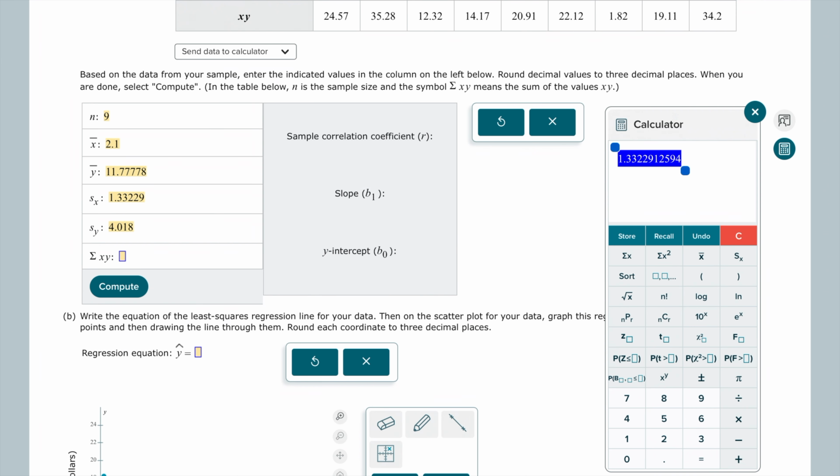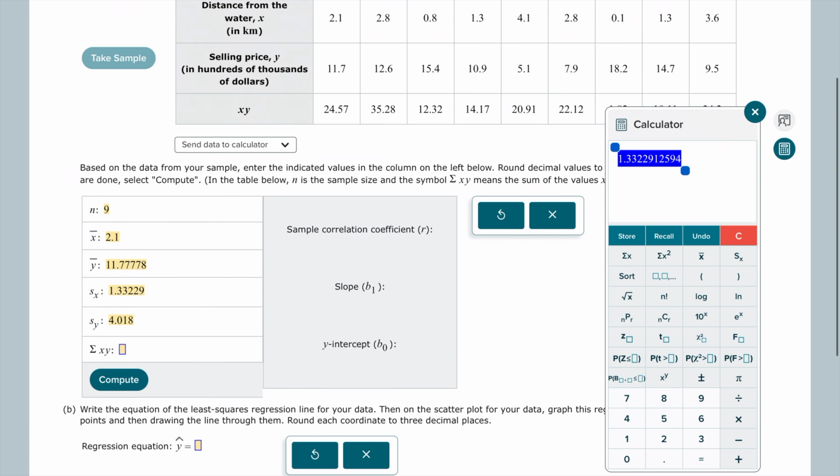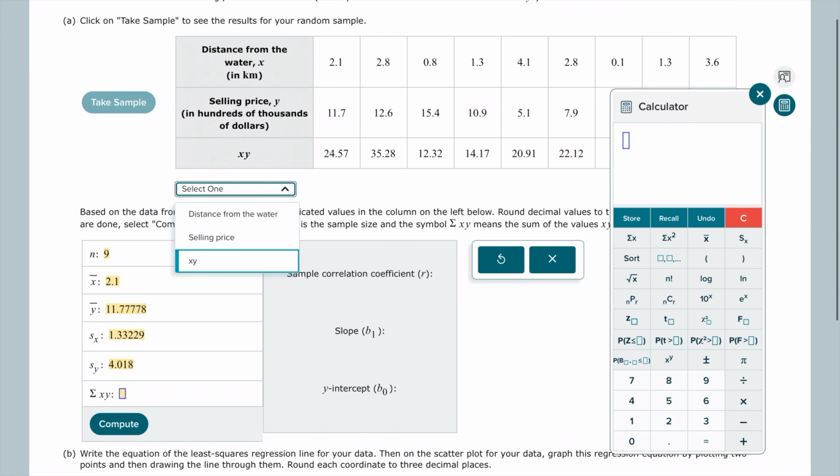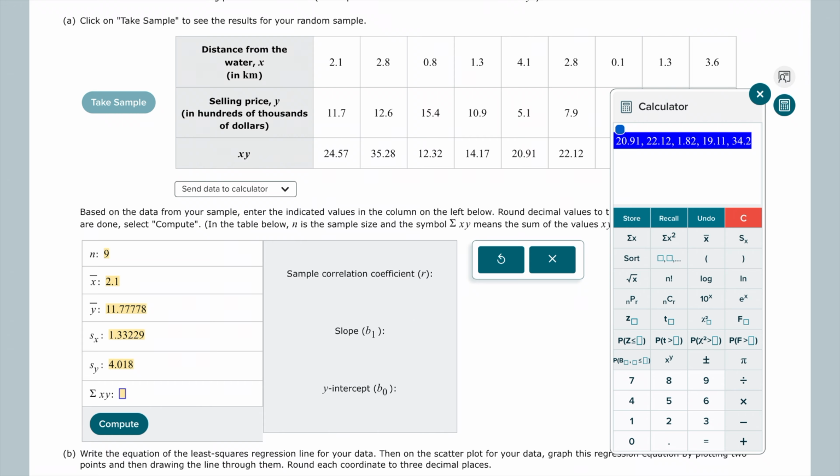Okay, so I sent the X's over there to get the X bar, sent the Y's over there to get the Y bar, and use these two buttons right here, the X and the standard deviation of X, to do the product. The sum of the products, I'm going to send the last row over there, which I can do by clicking the bottom one. There, okay. And then you can use the sum button right here. So I click the sum button and press enter. 184.5.